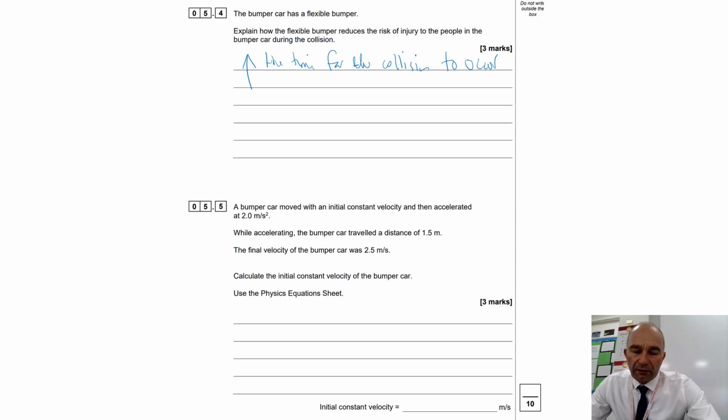So that means that our change in momentum, the rate at which that happens, is decreased. So the rate of change of momentum is decreased. And that of course results in, therefore, the force on the people inside the car is reduced.